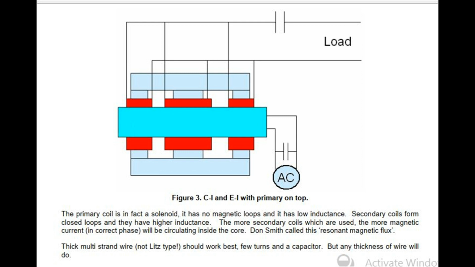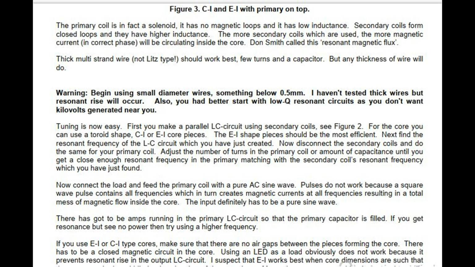Thick multi-strand wire, not Litz type, should work best, few turns and a capacitor. But any thickness of wire will do. Warning: begin using small diameter wires, something below 0.5 mm. I haven't tested thick wires but resonant rise will occur. Also, you had better start with low-Q resonant circuits as you don't want kilovolts generated near you.